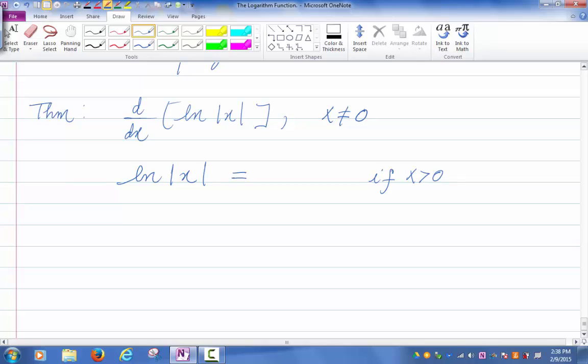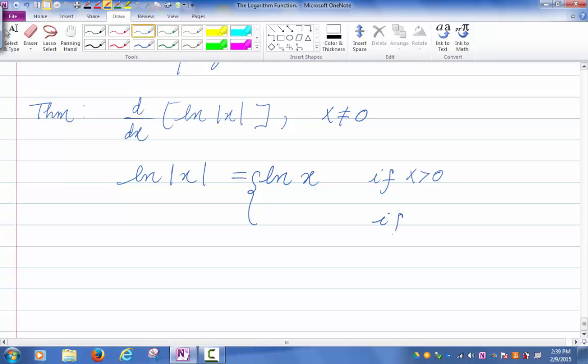Remember, you can apply ln only to positive numbers. But absolute value of x is positive when x is negative. So ln of absolute x will be defined for any x except for 0, because ln of 0 is undefined. So when x is positive, ln of x and ln of absolute value of x are the same, right? Why? Because if x is already positive, absolute value of x is the same. If x is 2, absolute value of 2 is 2.